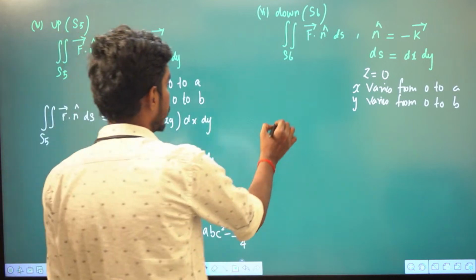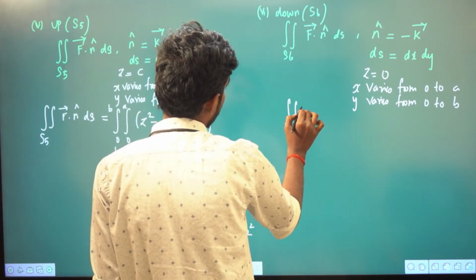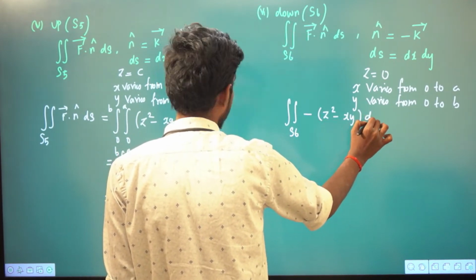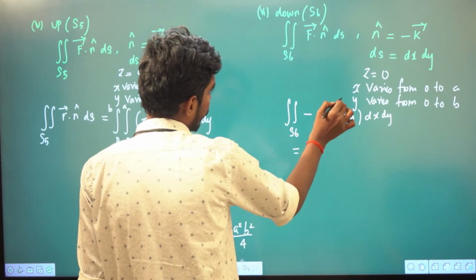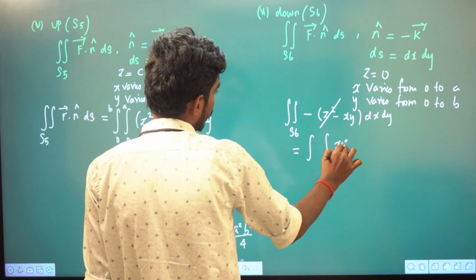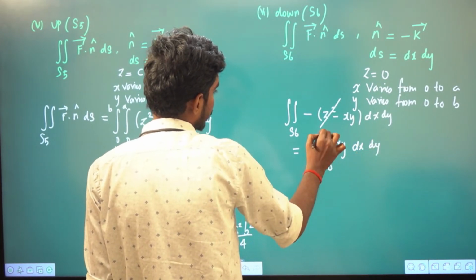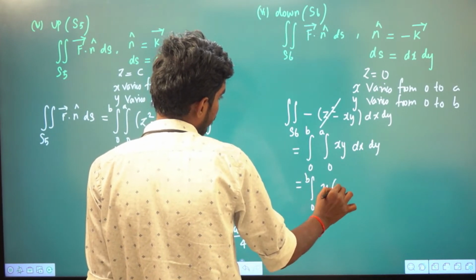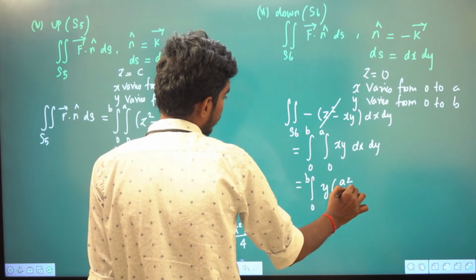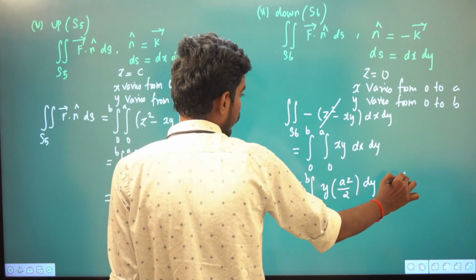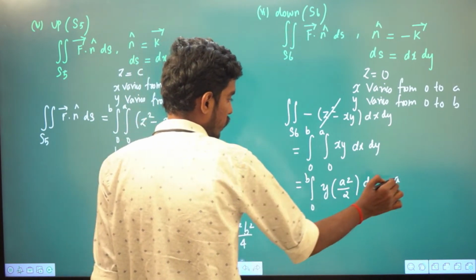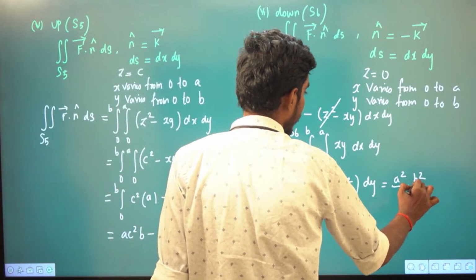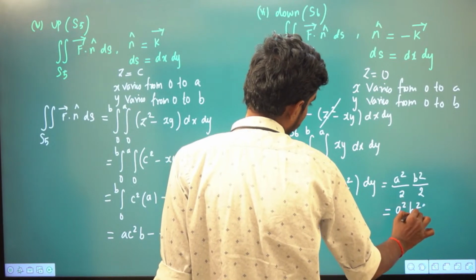So similarly you find this. So for s6, f vector dot n cap will be minus of z square minus xy dx dy. And we know z is 0. So integration of xy dx dy. X varies from 0 to a, y varies from 0 to b. So this will be 0 to b, y is constant. Integration of x is x square by 2, upper limit is a square by 2 dy. And here a square by 2 is constant. Integration of y dy is y square by 2, upper limit is b. We will have b square by 2. So you have a square b square by 4.